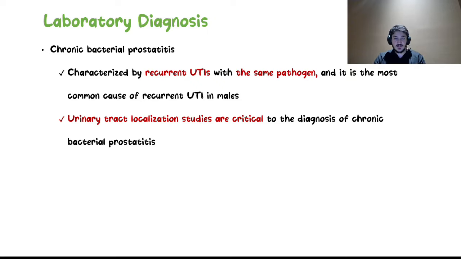For chronic prostatitis, it's the same thing. Symptoms, and we check the urine sample. The urine sample will show a recurrent UTI of the same pathogen. We have something special now. We have urinary tract localization studies.